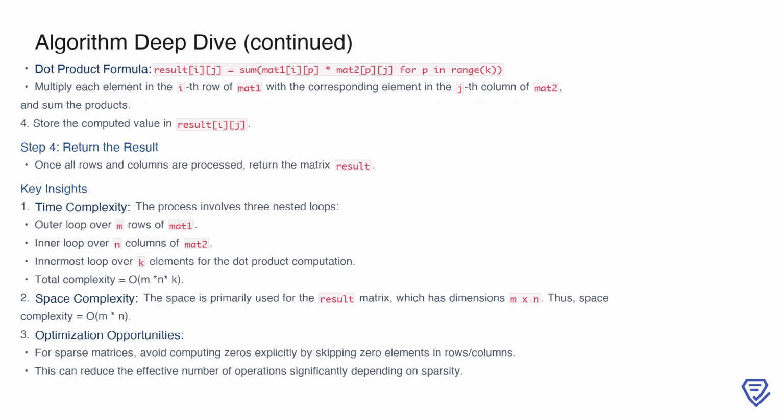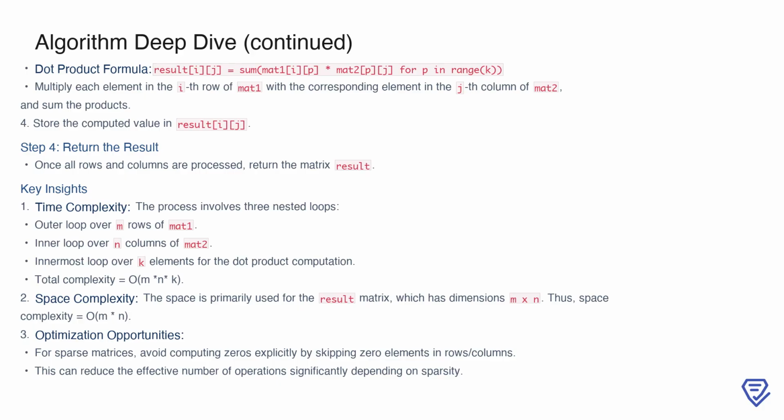To compute the product, we start by iterating through each row of mat1. For each row, we then iterate through each column of mat2. The key operation is to calculate the dot product of the current row from mat1 with the current column from mat2. The formula for this is result[i][j] = sum(mat1[i][p] * mat2[p][j]) for p in range(k). Essentially, for each element in the row of mat1, we multiply it with the corresponding element in the column of mat2 and sum these products to obtain a single value. This value is then stored in the appropriate position in the result matrix at result[i][j].